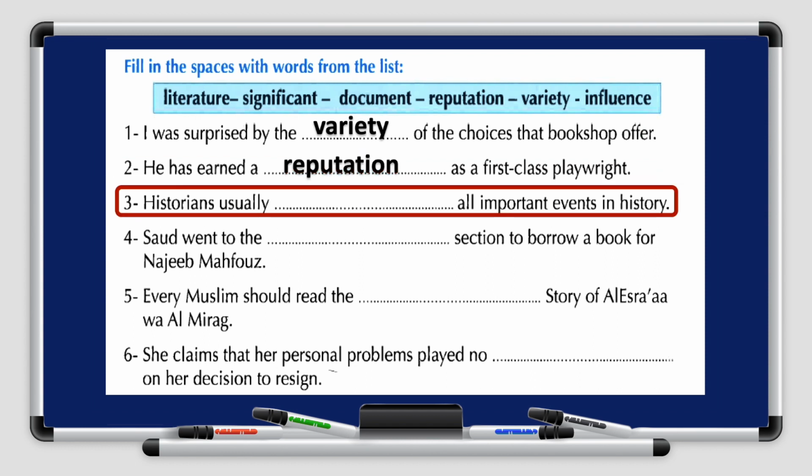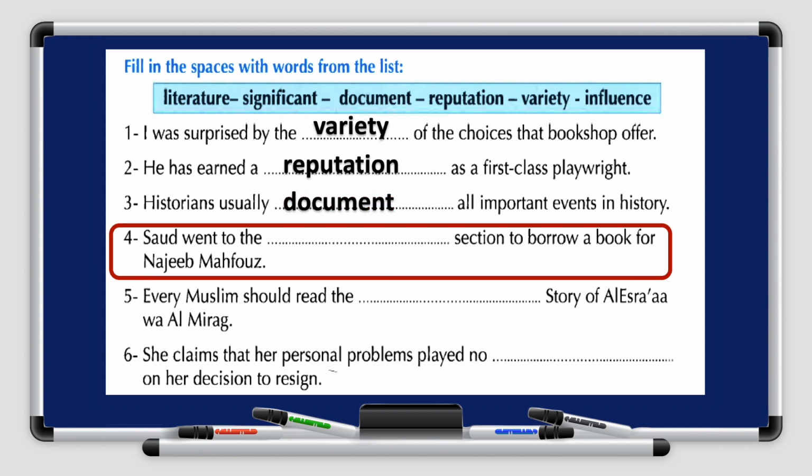Number 3, historians, people who are interested in history and who write history, usually all important events in history, writing down. So the answer is they usually document, they write everything down. Number 4, Saud went to the section to borrow a book for Najib Mahfouz. Went to the, where? Which section? He went to the literature section in the library, for instance, and borrowed a book there.